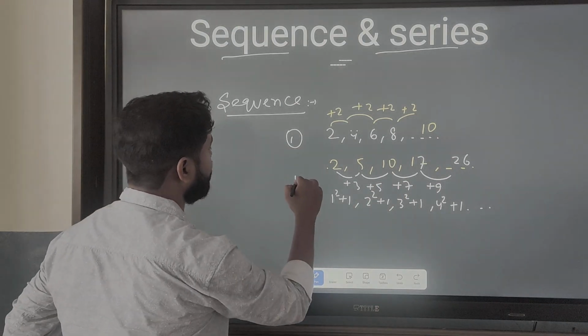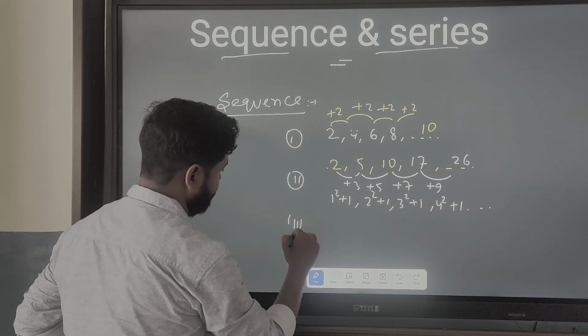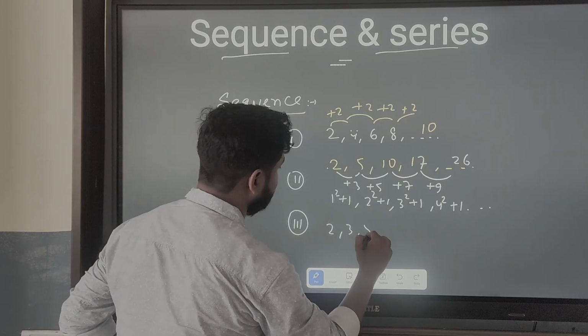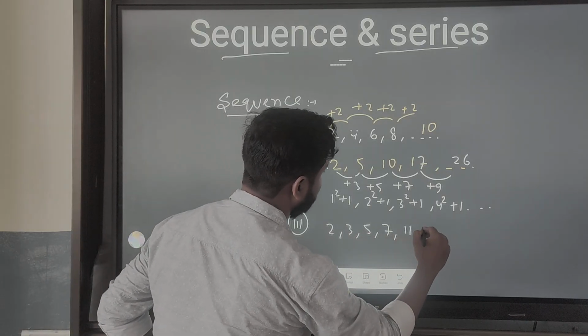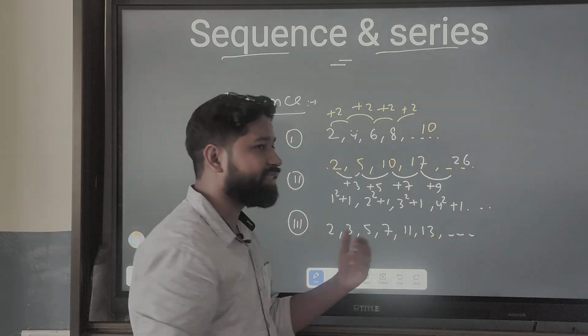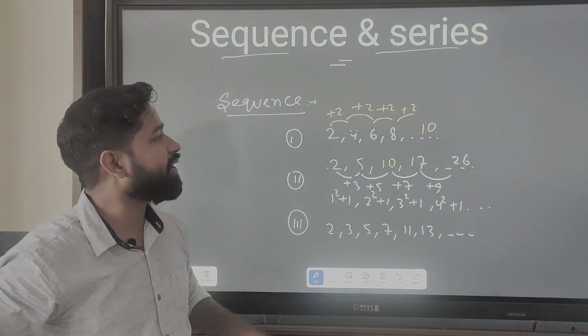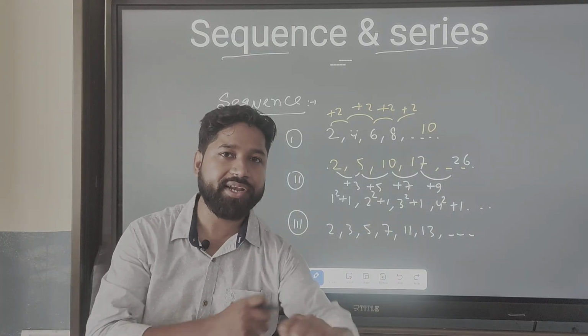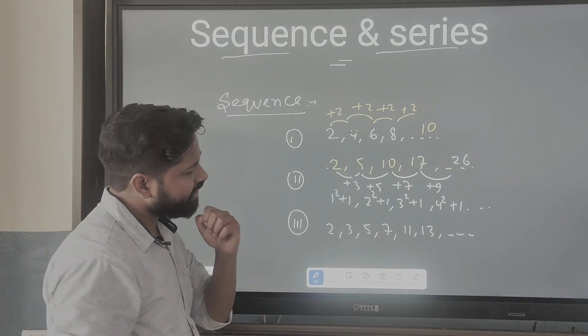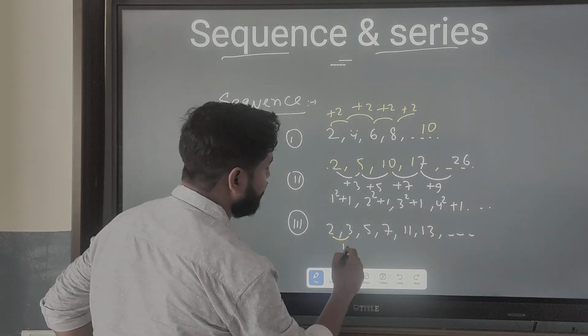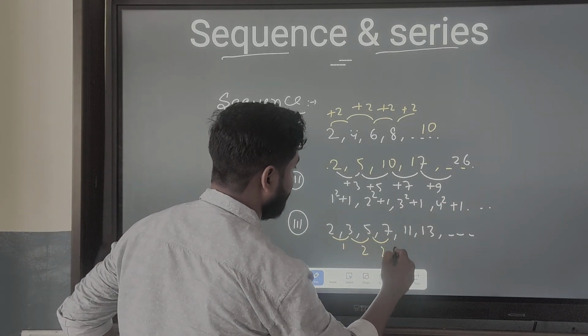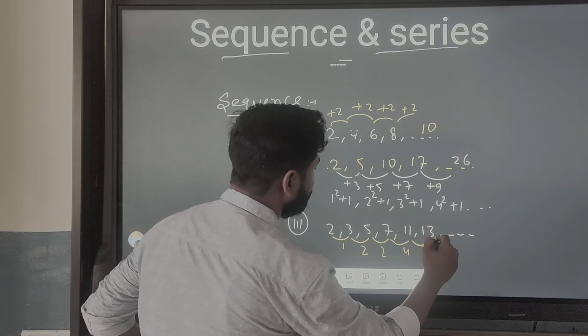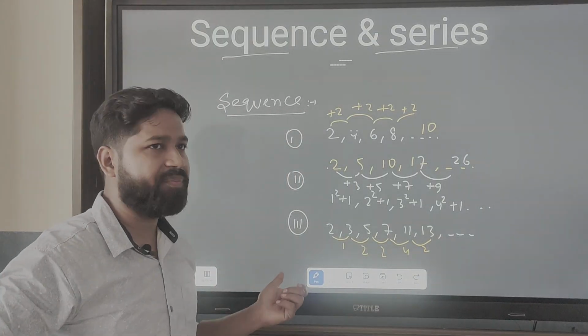Okay, I'll ask you one more question. Let's say this one: 2, 3, 5, 7, 11, 13. Is that a sequence? Can you see a pattern here? If you look, the difference here is 1, here it is 2, here again 2, here it is 4, here it is 2. So no sir, we cannot see any pattern as of now.